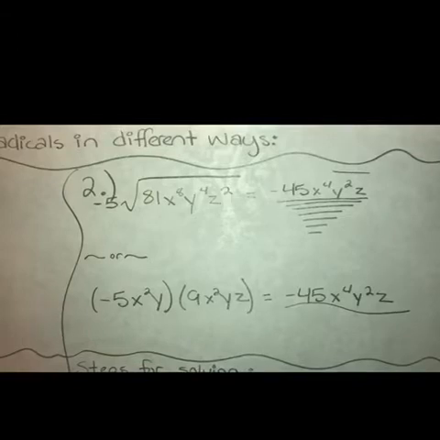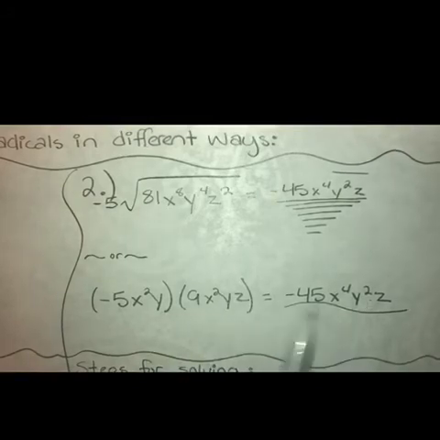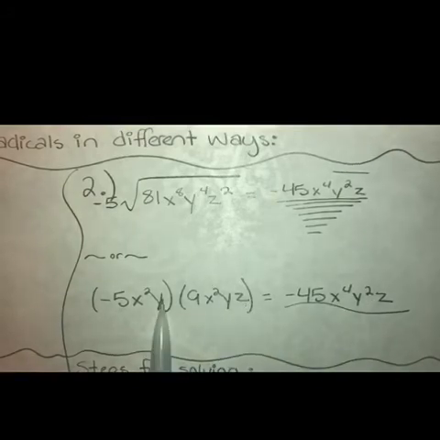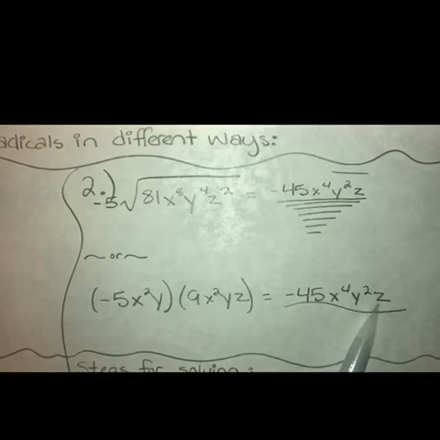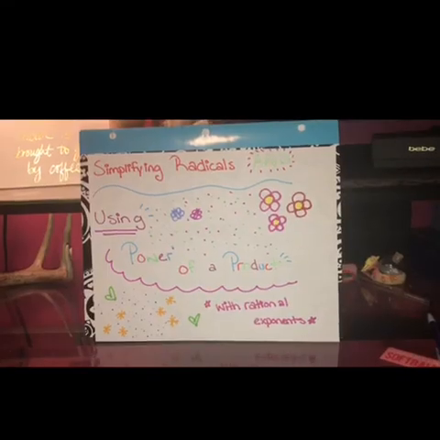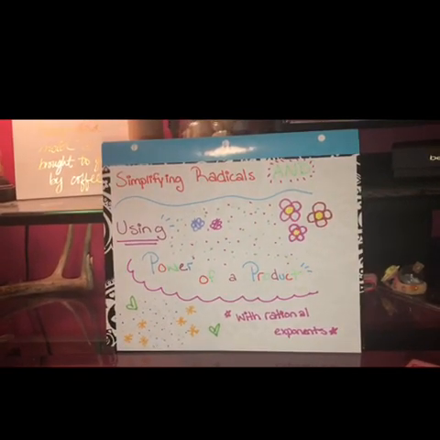So just like in the last problem I showed you, we're going to combine like terms. Negative 5 times 9 is negative 45. X squared times x squared gives us x to the 4th power. Y times y gives us y squared. And z times nothing is z. And our answer is negative 45, x to the 4th power, y squared, z. And that is how you simplify radicals using power of a product with rational exponents.